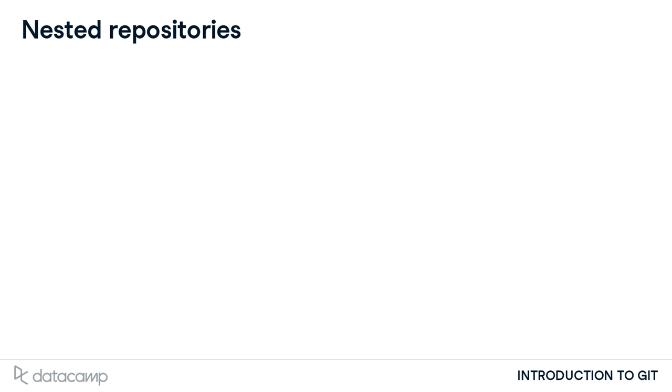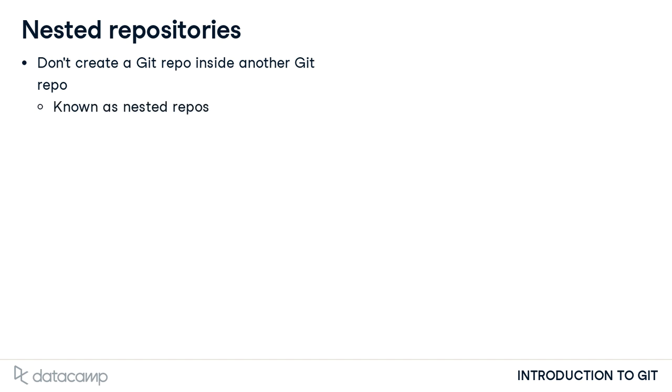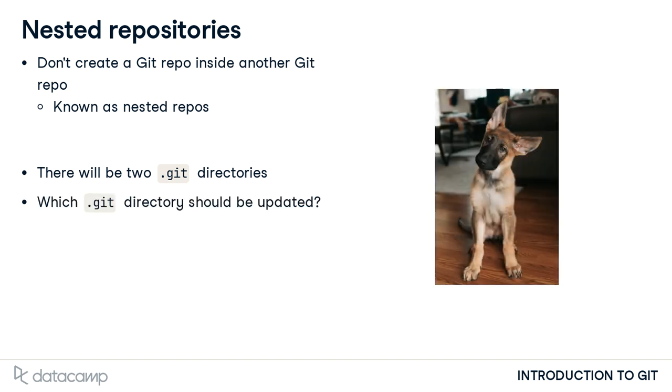One word of caution when creating Git repos. Unless we are working on a very complex project, we should generally avoid creating a Git repo inside another Git repo, also known as nested repos. If we do this, there will be two .git directories. Unfortunately, as we try to make commits, Git will get confused about which directory it needs to update.